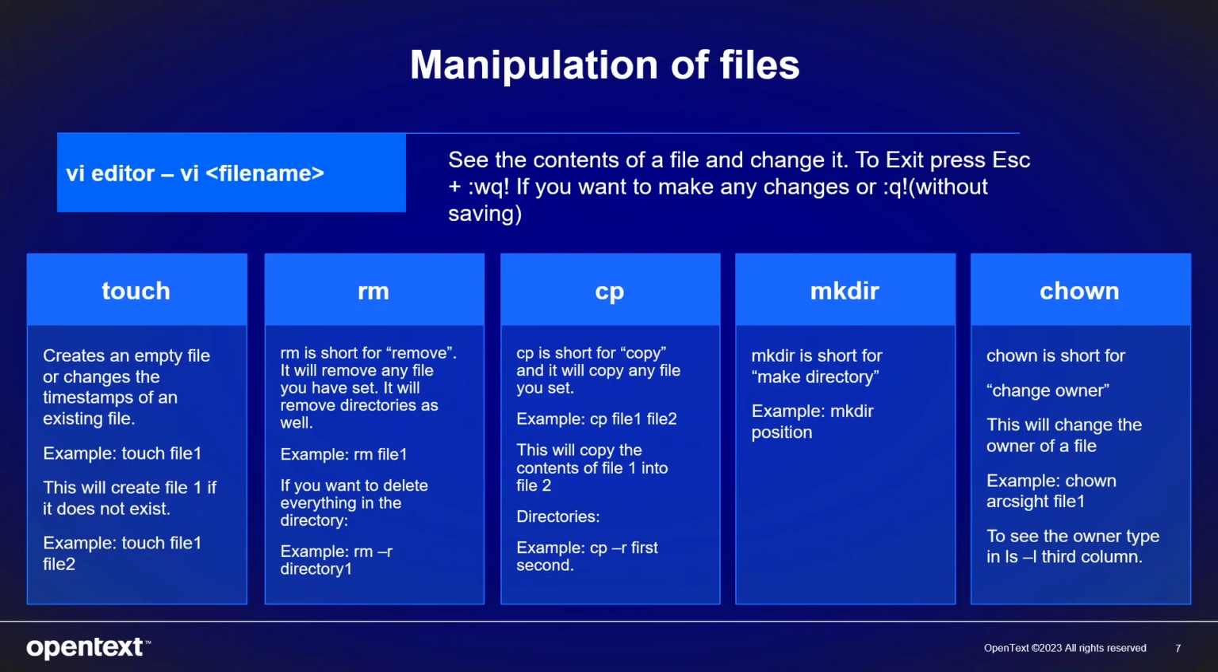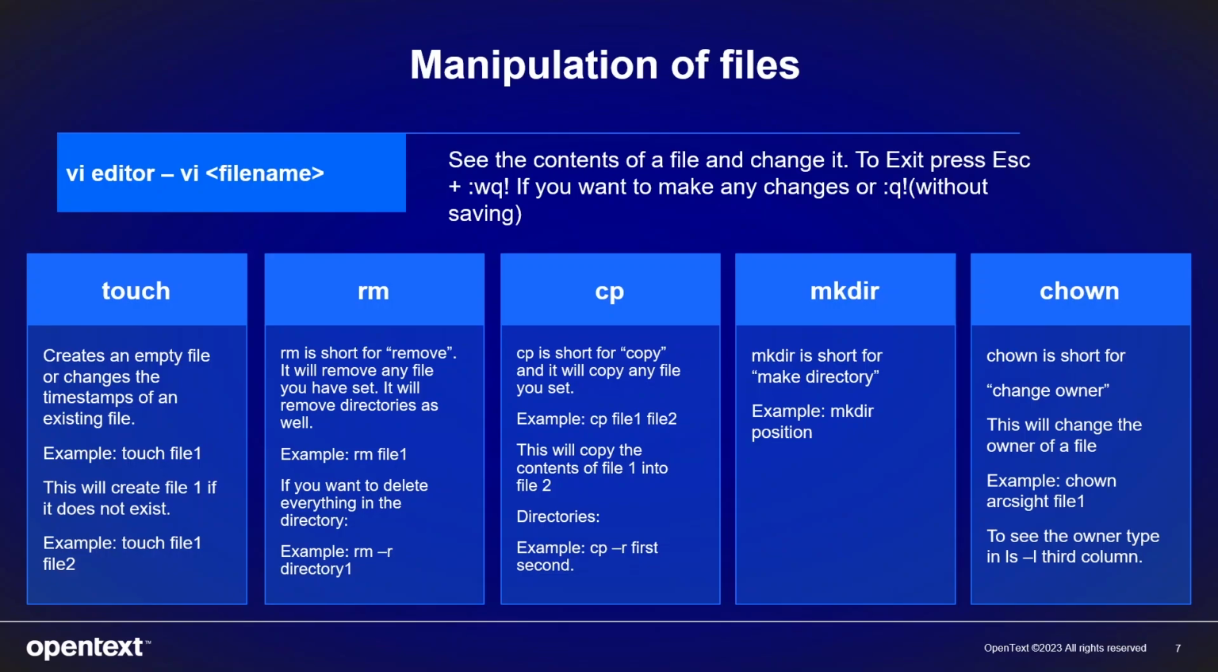Okay, so the next command that we're going to explore is the touch command. It creates an empty file or changes the timestamps of an existing file. Touch file1 will create file1 if it does not exist. If it does exist, it will just modify the timestamp. So if it's 2 o'clock and you touch it again at 6 o'clock, when you list it with ll, it will show 6 o'clock.